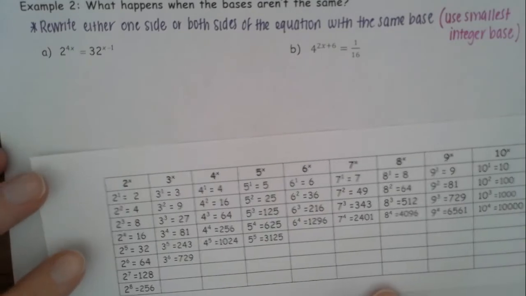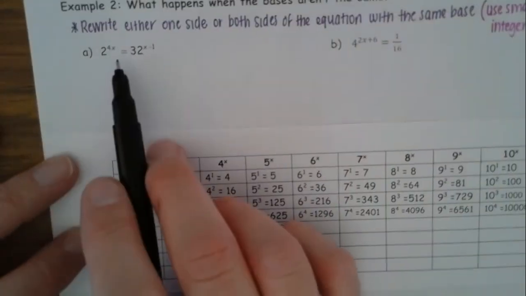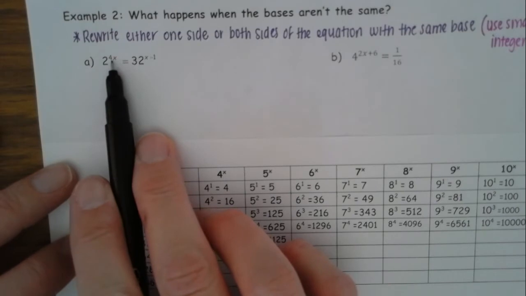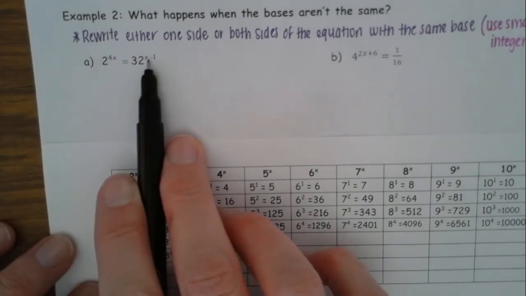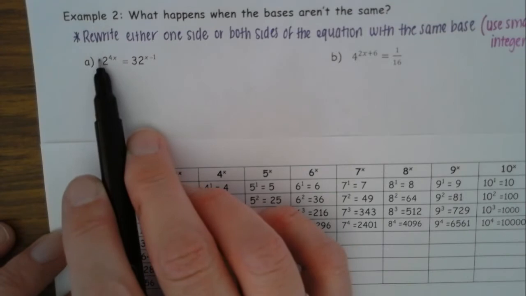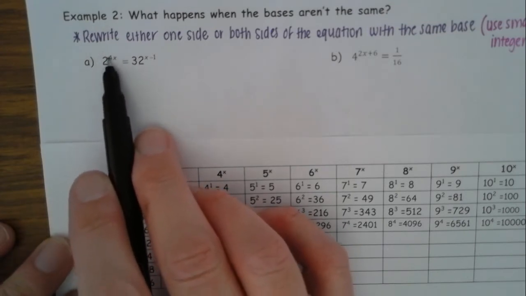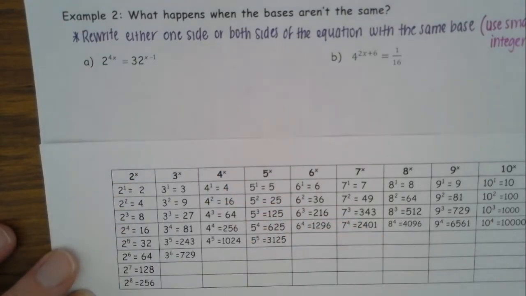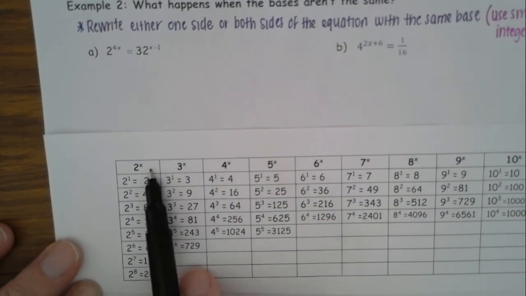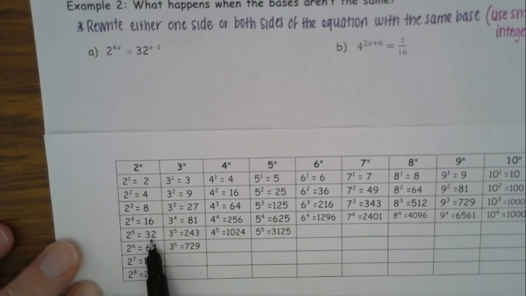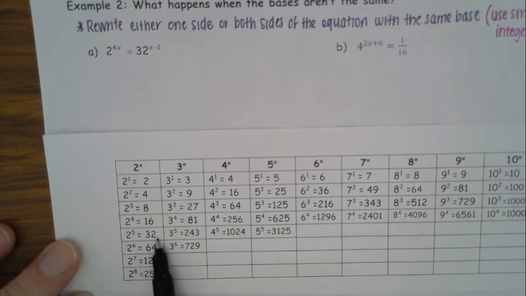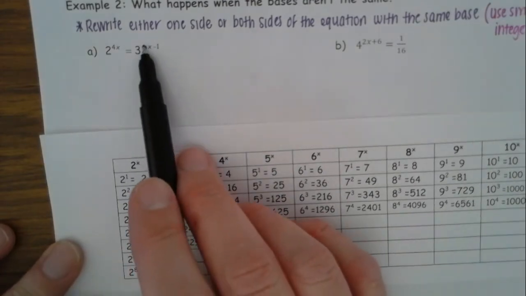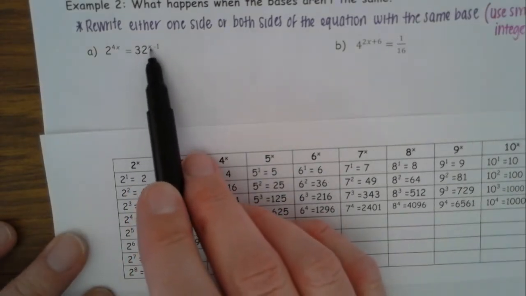So what I want to do is I want to look at example A, and I want to solve this equation. 2 raised to the 4x is equal to 32 to the x minus 1. I usually start with the smaller base. And I say, okay, my smaller base here is 2. Is there a way that I can rewrite 32 as 2 raised to some exponent? So if we look down our chart here, I see that 2 to the 5th is equal to 32. So what I'm going to do on the right-hand side is I'm going to replace this 32 with a 2 to the 5th power. So I'm not going to touch the left-hand side because this already has a base of 2.